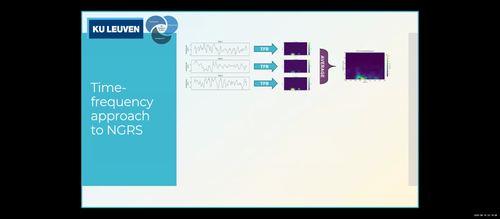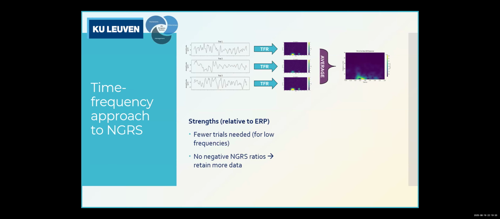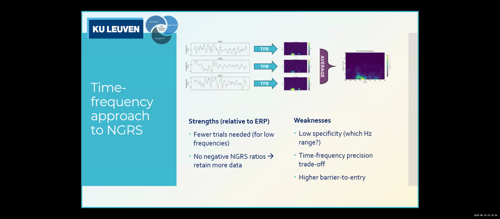So one emerging alternative has been the time frequency approach. Here you take those exact same trials, you convert them into time frequency space, average, and then you extract power changes post each stimulus. The strengths of this approach are that you need fewer trials because low frequencies are very robust, and you can retain more data because baseline correction works differently compared to ERPs. However, there are weaknesses, which is that it's a low specificity response that is very complex to interpret, and you are still dealing with averages.